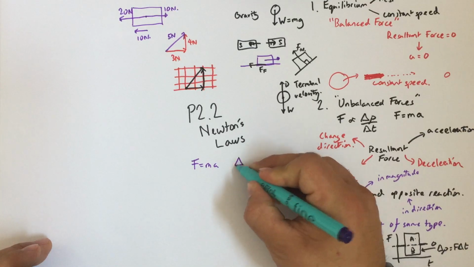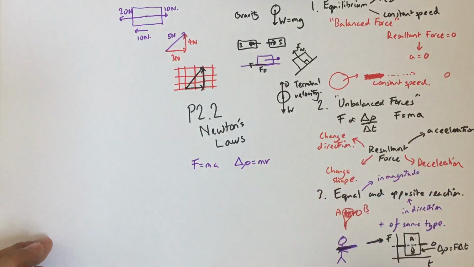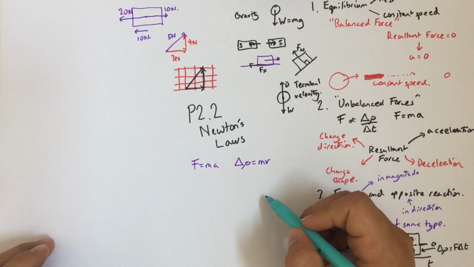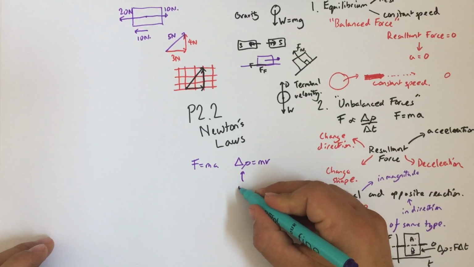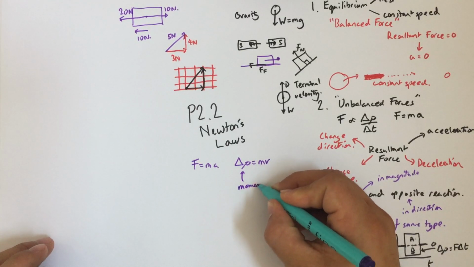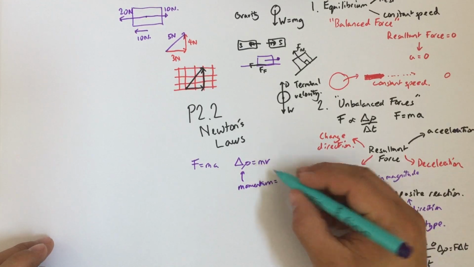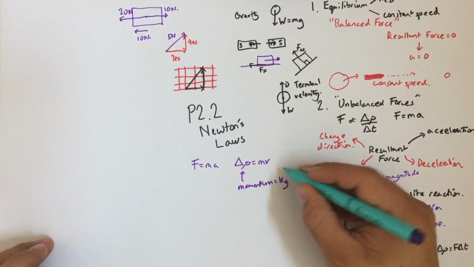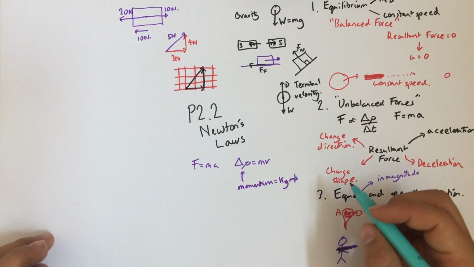We have momentum as another equation in this topic. Momentum is mass times velocity. This is the symbol for momentum, which is the Greek letter rho. The unit of momentum isn't named after anyone. It is just the unit of mass, which is kilograms, times the unit of velocity, which is meters per second. So that's the unit of momentum.